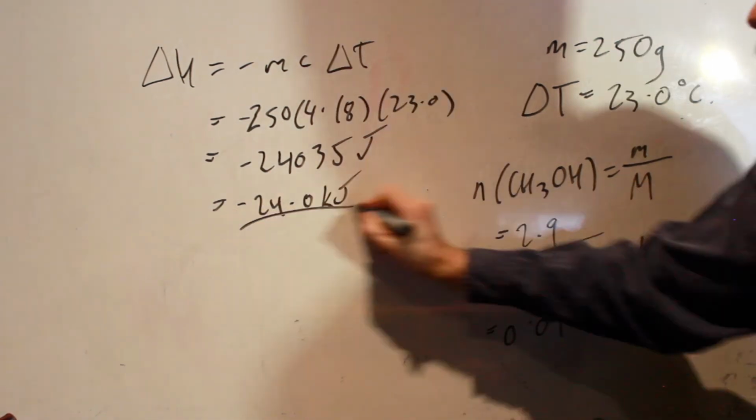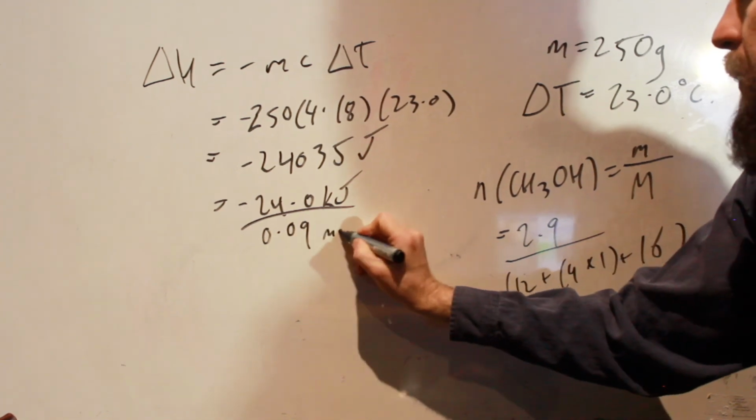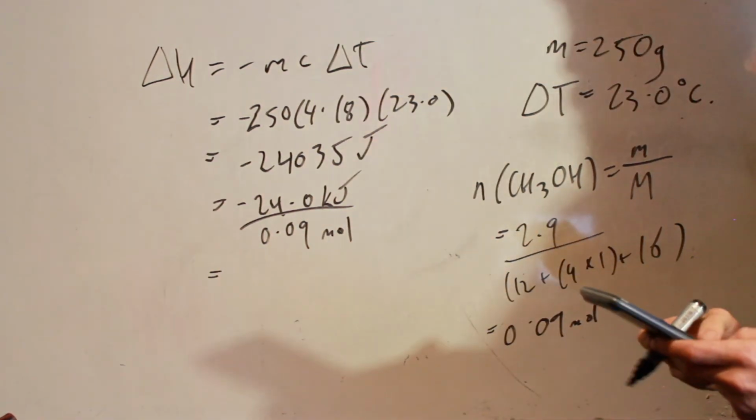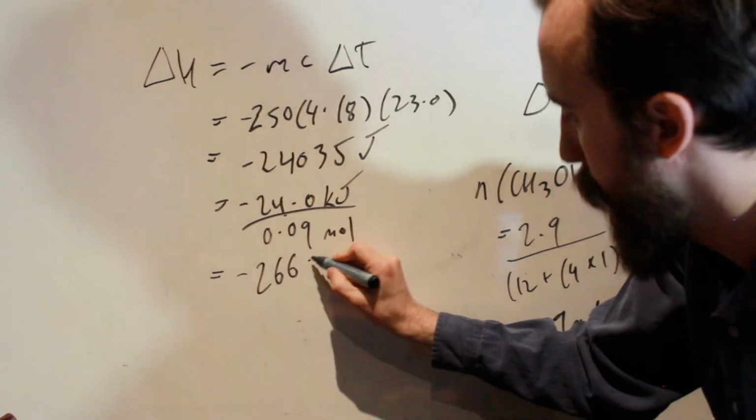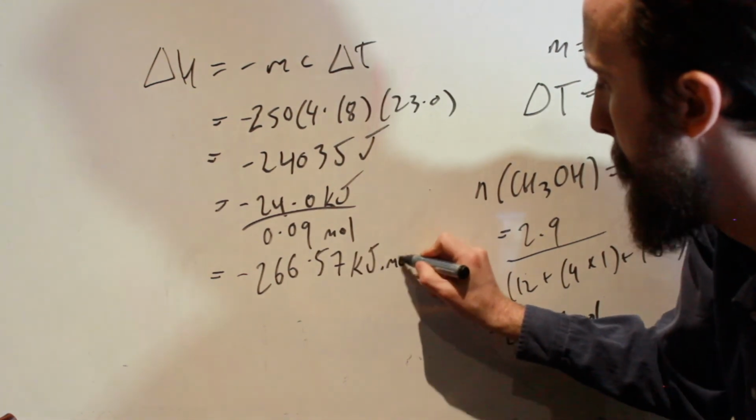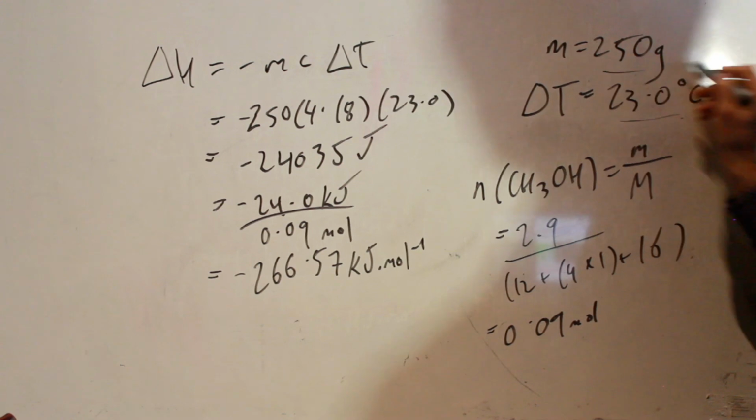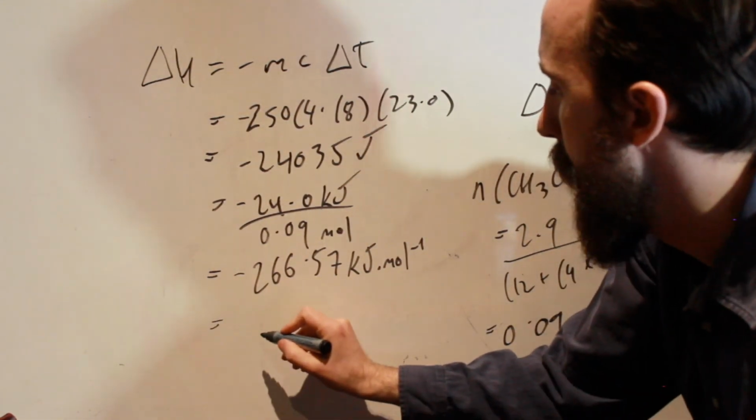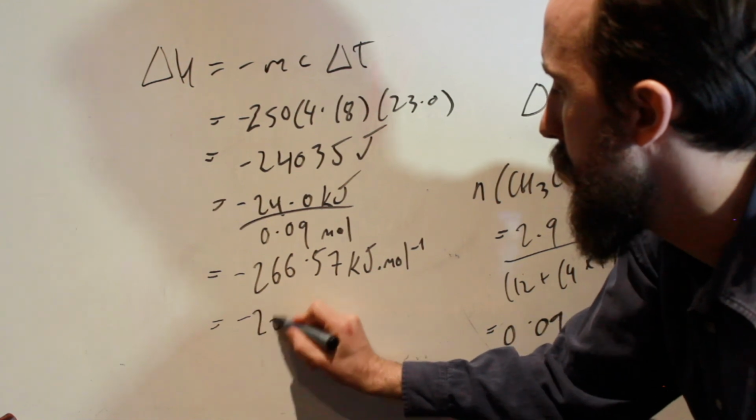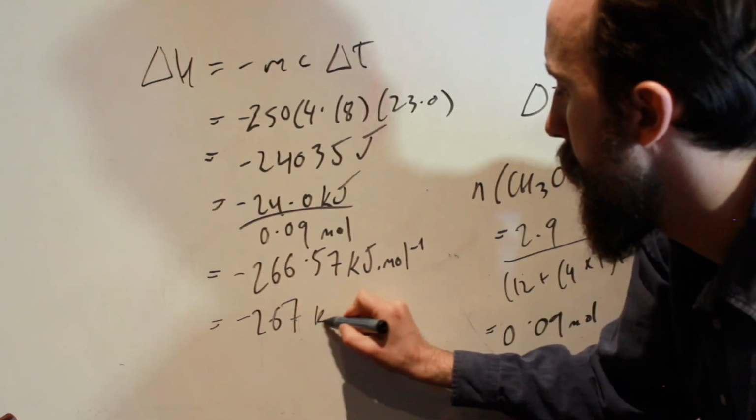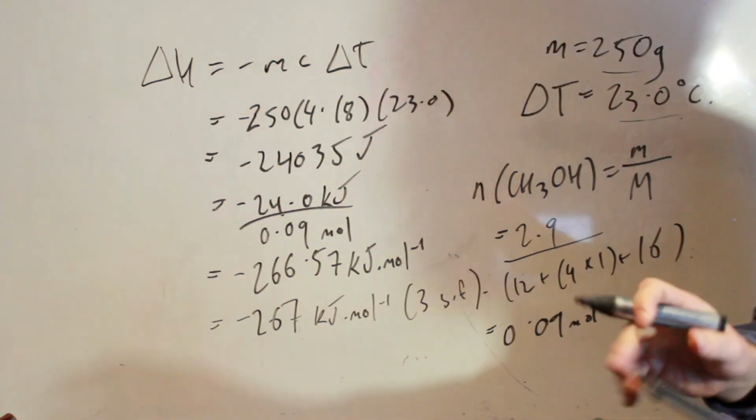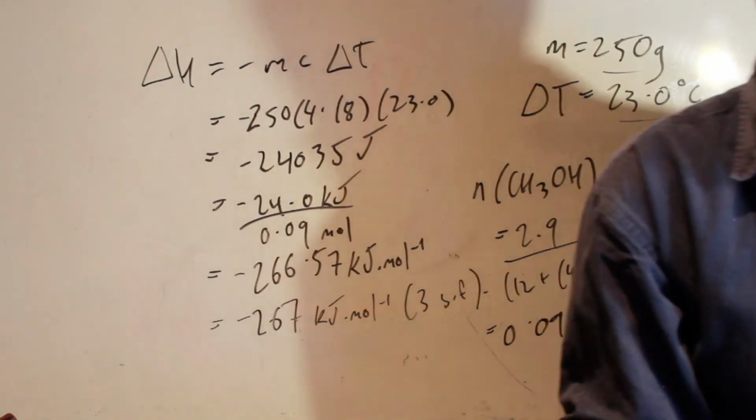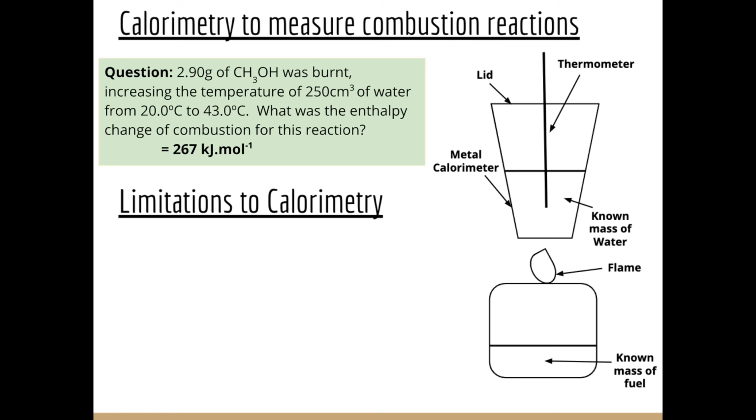So to get kilojoules per mole, I'm just going to divide that by the number of moles. I'm going to end up with minus 24 divided by 0.09, which is minus 266.57 kilojoules per mole. Significant figures: I've got three, so I'm going to give this in three. That's going to round up to minus 267 kilojoules per mole, three significant figures. Let's check that over here. Indeed.